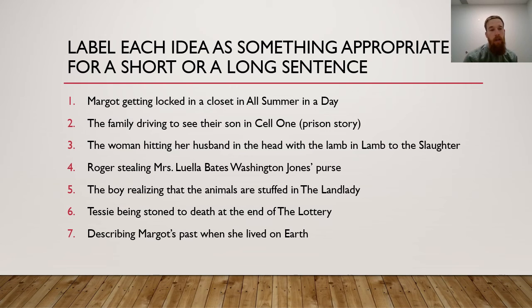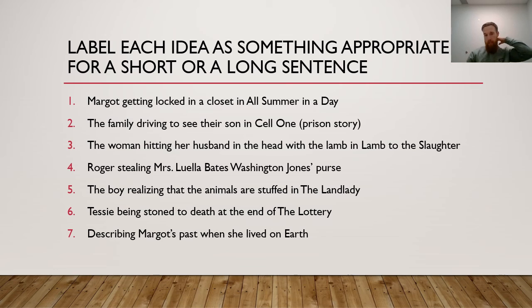But number 1 is Margot getting locked in a closet in All Summer in a Day. Should that idea go into a short or a series of short sentences or a long sentence? The second one, when the family is driving to see their son in cell 1. That's a story read maybe 3 weeks ago. Number 3, the woman hitting her husband in the head with the lamb in Lamb to the Slaughter. Number 4, Roger stealing Mrs. Luella Bates Washington Jones's purse.